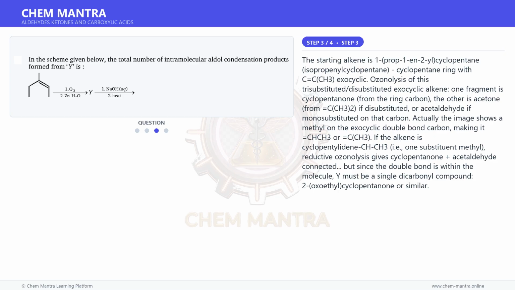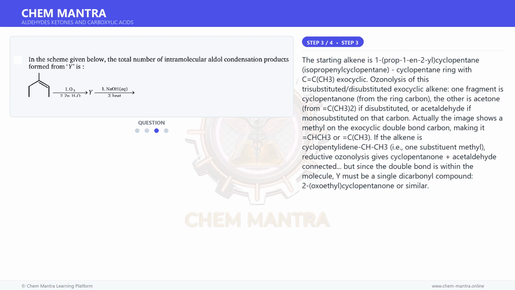The starting alkene is 1-prop-1-en-2-yl cyclopentane, isopropenyl cyclopentane, a cyclopentane ring with C=C, CH3, exocyclic. Ozonolysis of this exocyclic alkene gives one fragment, cyclopentanone from the ring carbon, and the other is acetone from =C, CH3, 2 if disubstituted, or acetaldehyde if monosubstituted on that carbon.